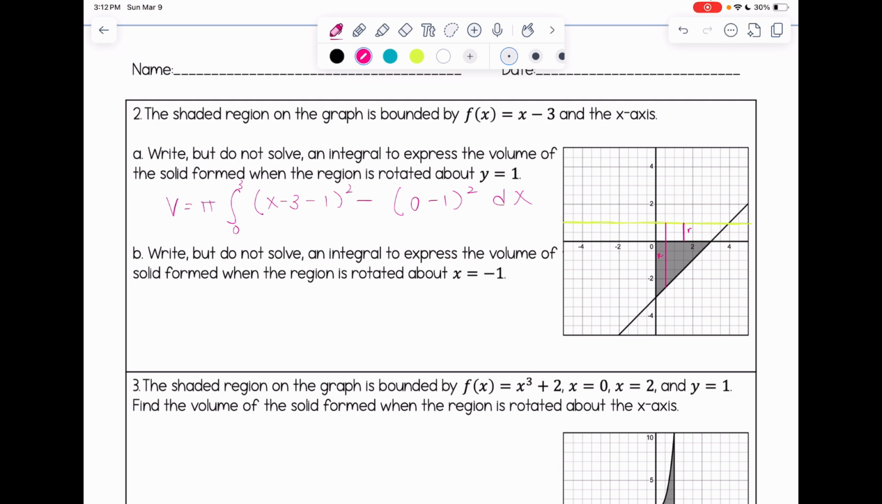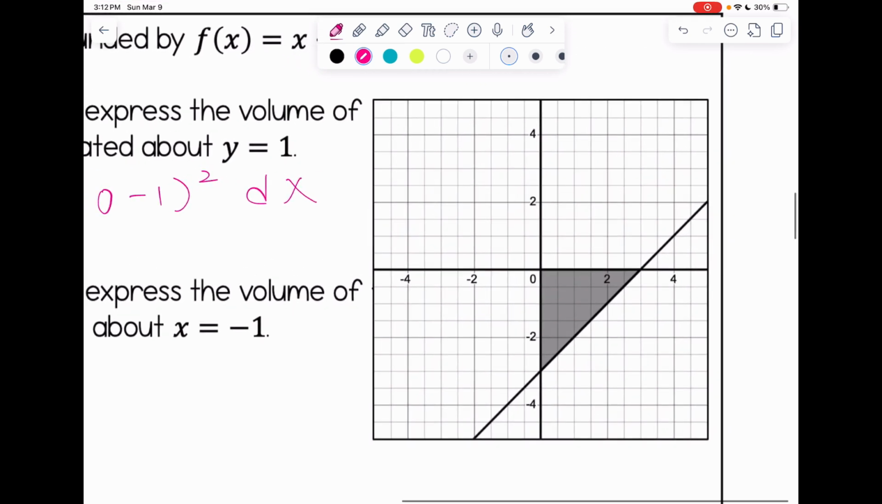Now, technically, if we had reversed this, so if, for instance, you had done, let's say right here, 1 minus 0, it will come out to the same answer mathematically because you are squaring, it will give you a positive regardless. Now, for part B, I'm just going to erase what I have on the graph here, and I'm going to see that we're going to rotate this about x equals -1. So I'm going to go to my graph, and I'm going to draw that.